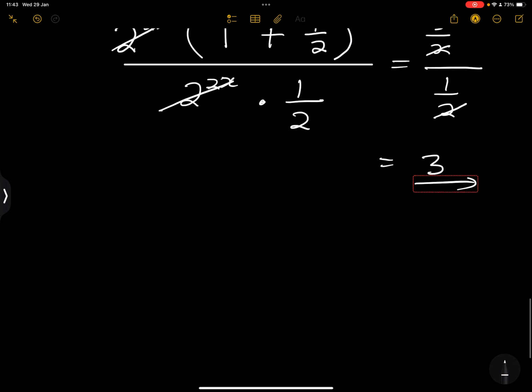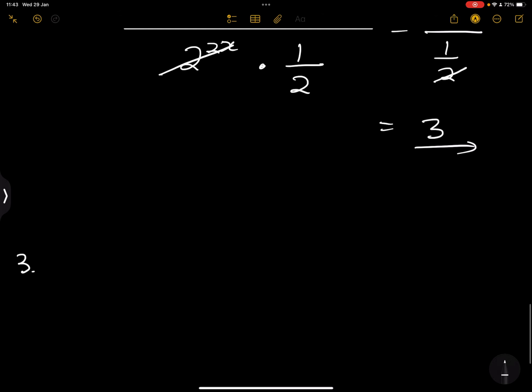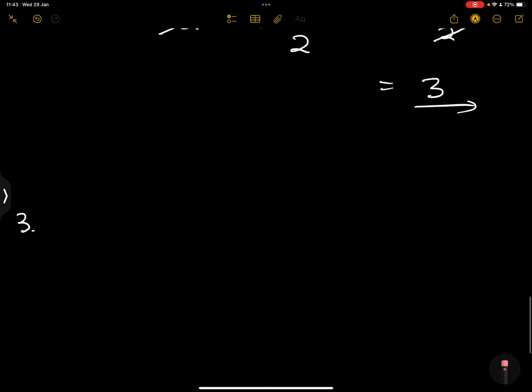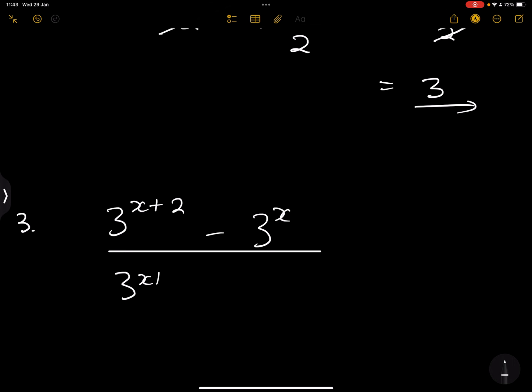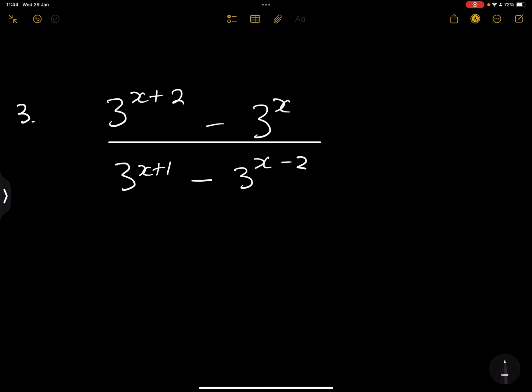I want us to take just one last example. I want you to try it out on your own and see if you can get to a good answer. So let's take that. Let's say we've got 3 to the x plus 2 minus 3x divided by... Please try it out first and then look at my solution after.